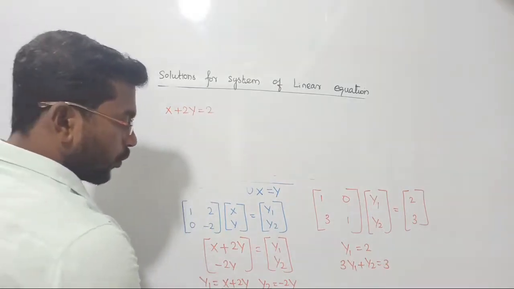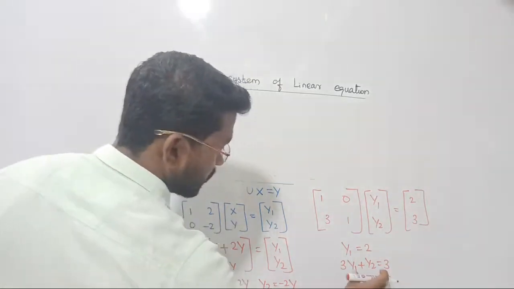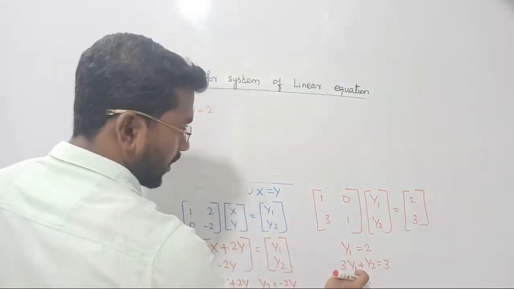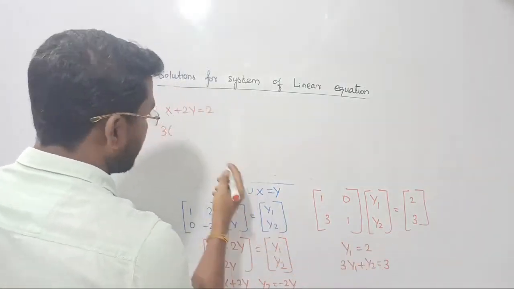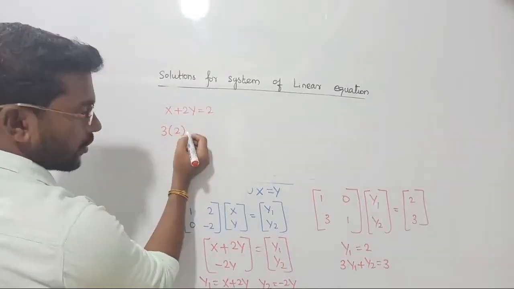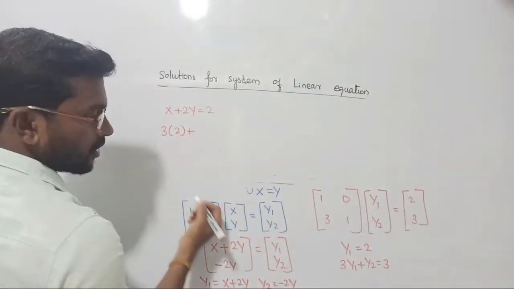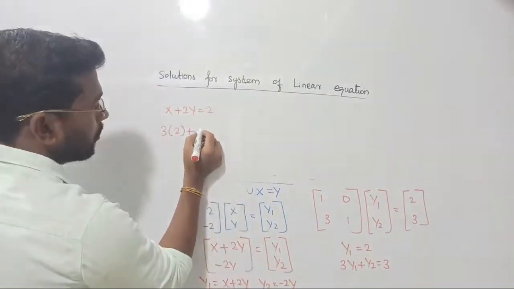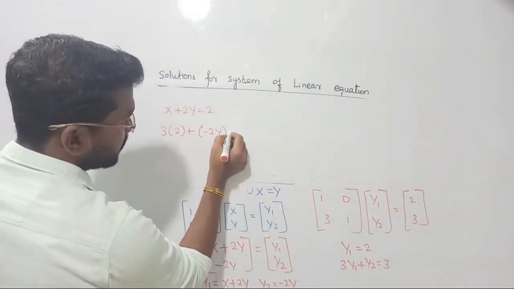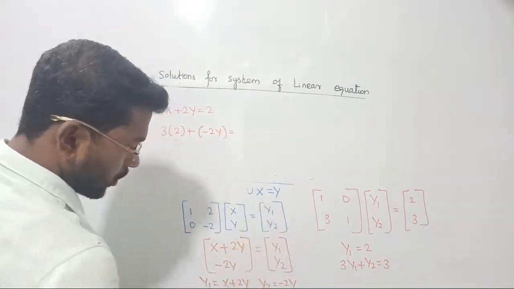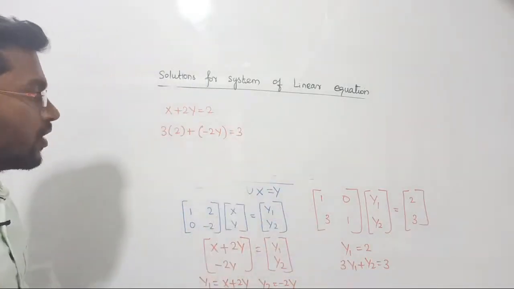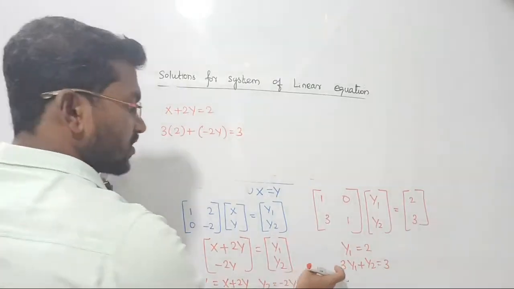Second, here y2 is equal to minus 2y. See, select this one. Here, 3 into y1 can be replaced by, can we directly substitute this? In place of y1 we can substitute 2, plus in place of y2 we can replace this one, right? So y2 is what? Minus 2y. y2 is minus 2y equal to 3, right? It's equal to 3.